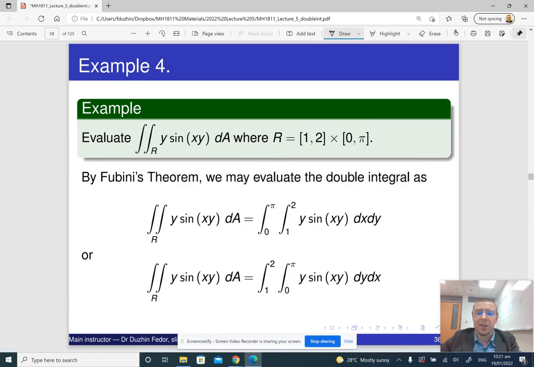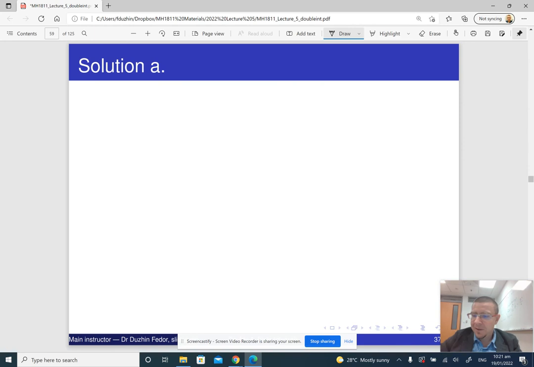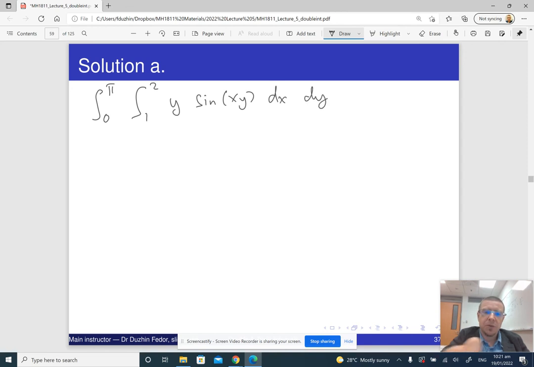So let me just do the second way, and you can just read how to do the first way from the printed slide. So the second way is like this. From 0 to pi, then from 1 to 2, y times sine of xy dx dy. All right, so let me do this.